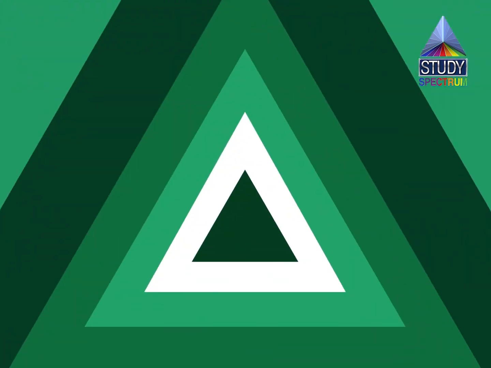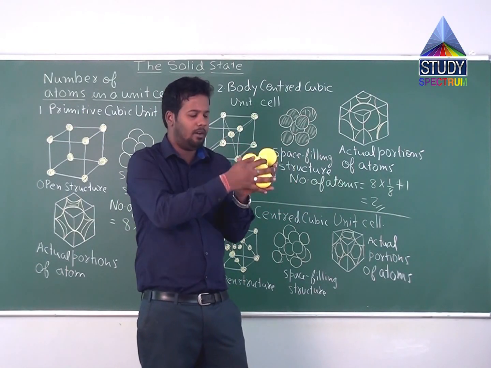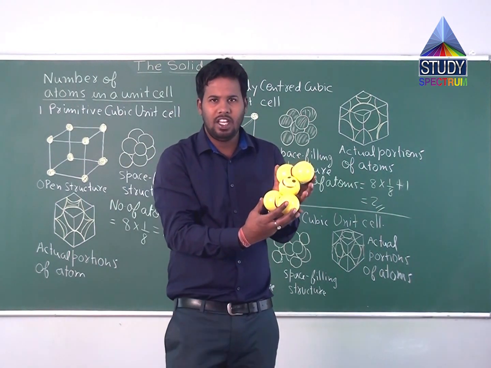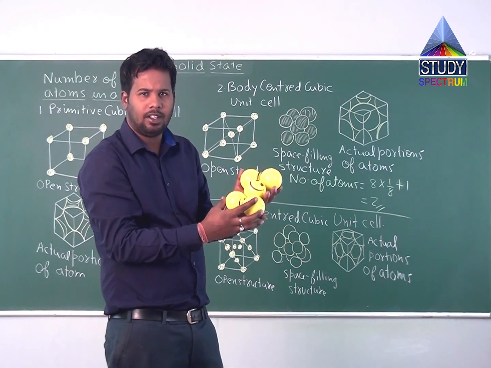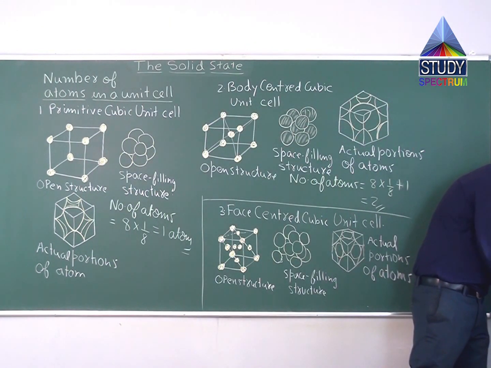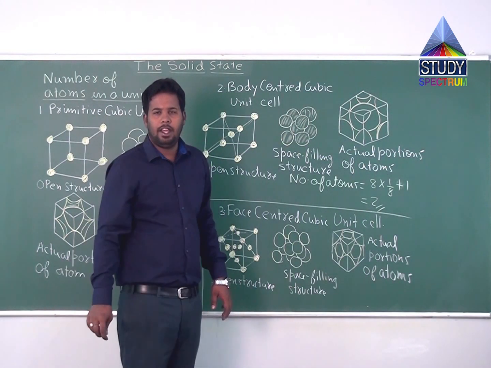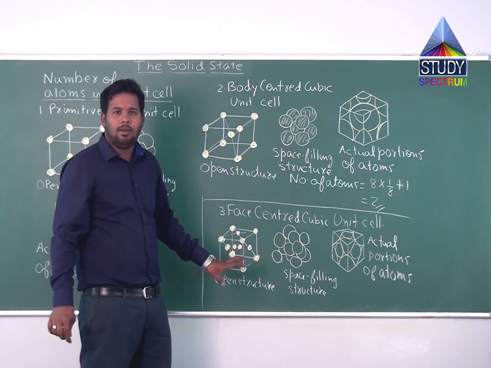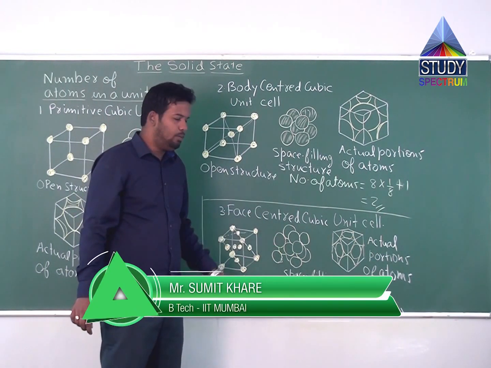Similarly, there will be a face like this, and a face like this, and a face like this, above and below. So there will be 6 faces, and at the center of each face, there is a sphere or atom. Correct? Now, if you talk about the contributions of each sphere, whether placed at the corners or the center of the face, the contribution from corners is 8 into 1/8. 1/8 of each atom placed at the corner is inside the cube, correct?